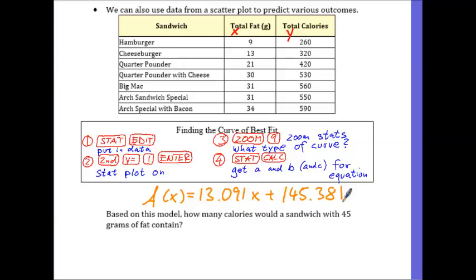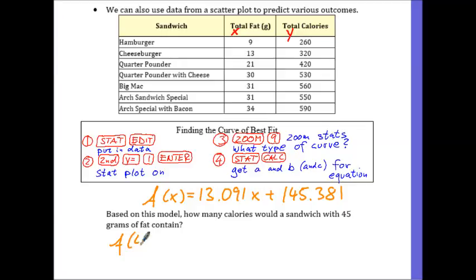And now we can use that equation to make predictions, to predict even further outcomes. As it says here, based on this model, how many calories would a sandwich with 45 grams of fat contain? Well, essentially what we're saying is that we now have to find the y value, in other words, the calories for an x value of 45 grams of fat.